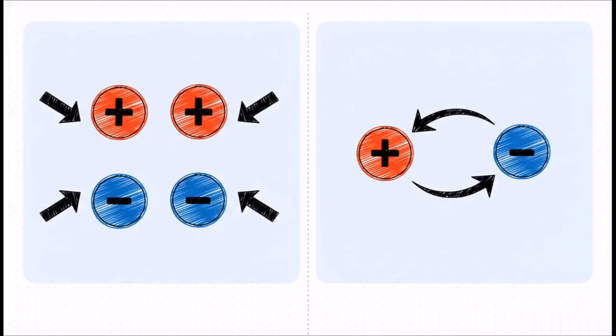So how do these charges actually interact with each other? Well, it all comes down to one simple, beautiful rule you've definitely heard before: opposites attract and like charges repel. That's it. This one single idea is the engine behind everything else we're about to talk about.